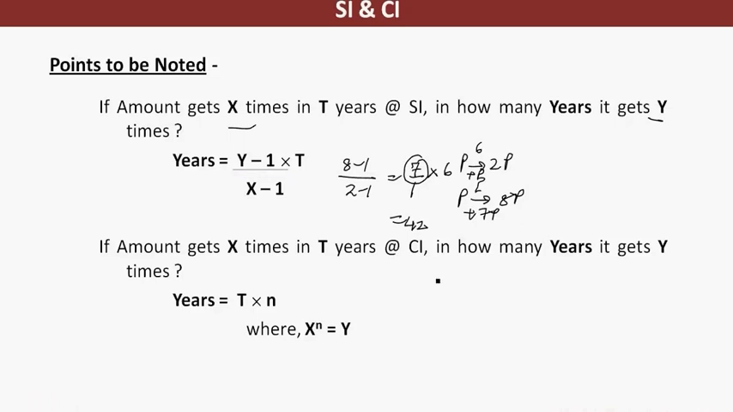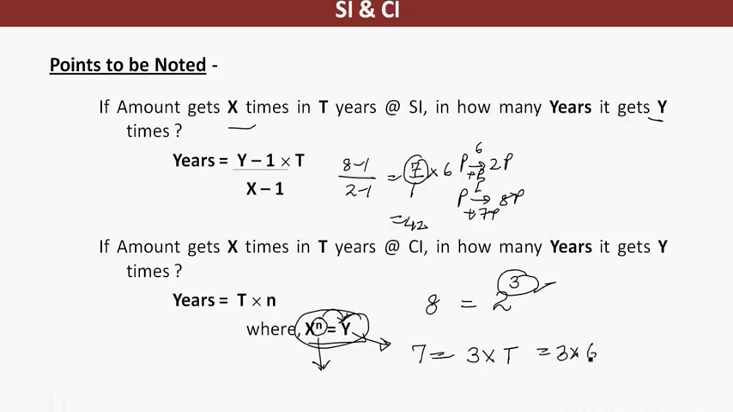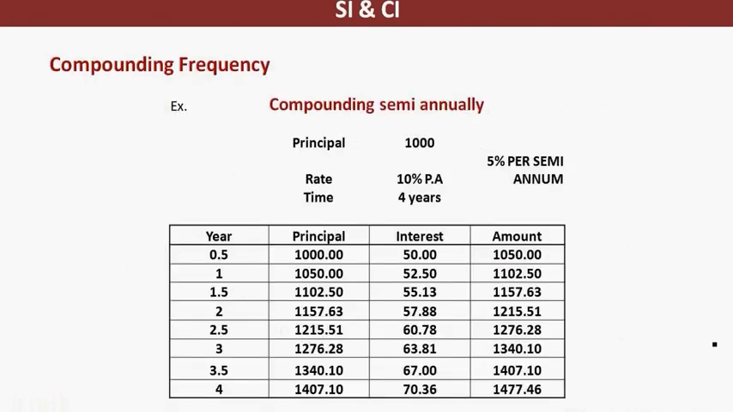In case of CI, the shortcut formula is, I'll look at the same example. I'll basically look at the two things, which is 8 and 2. Which power of 2 is equal to 8? This is the value of n. X raised to power n is equal to y. This is the original amount, this is the final amount. Which power of original is equal to final is what I have to look at. Cube. So my final answer will be this value into the time taken in the original case. The time taken in the original case was, if you remember, 6 years. So my answer will be 18 years.